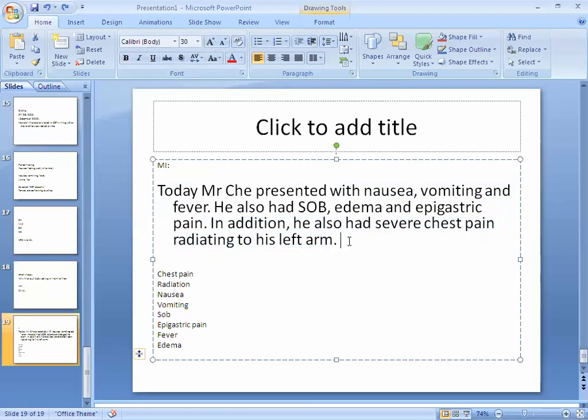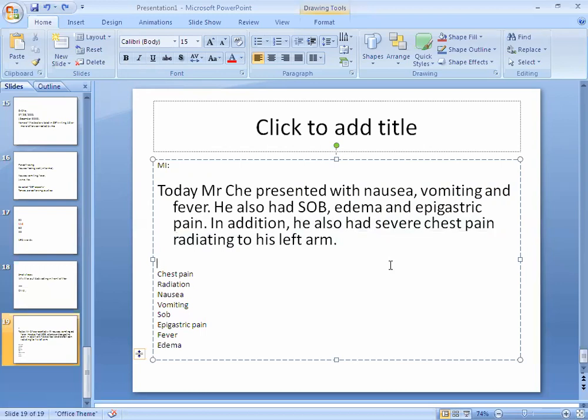Okay. So today Mr. Che presented with a severe chest pain that was radiating to his left arm, that was not relieved with nitroglycerin. And it was also associated with nausea and vomiting. The main thing is this one, this is very important.